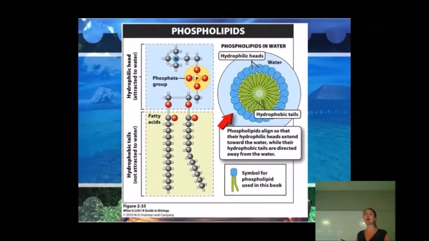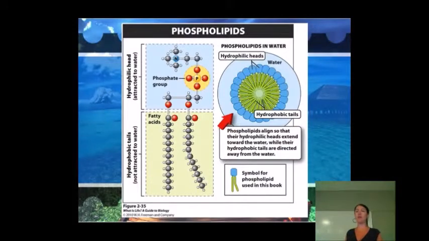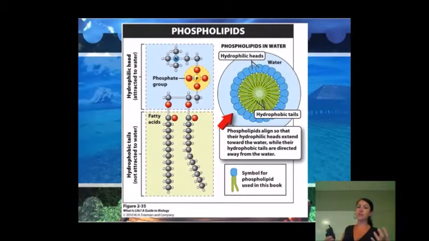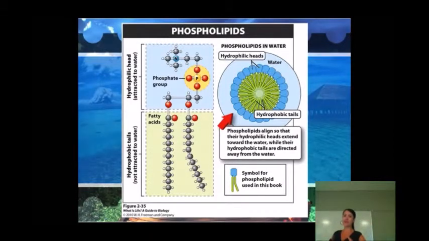So lipids are defined into several categories. Phospholipid is a lipid that has what's called a hydrophilic head, and then it has a hydrophobic tail. So a hydrophilic head means it's attracted to water, and hydrophobic means it's repelled by water. So the hydrophobic tails are towards the inside, and the hydrophilic heads are towards the outside. So they are aligned in that way so that they're always extending towards the water, and their tails are always directed away from the water.